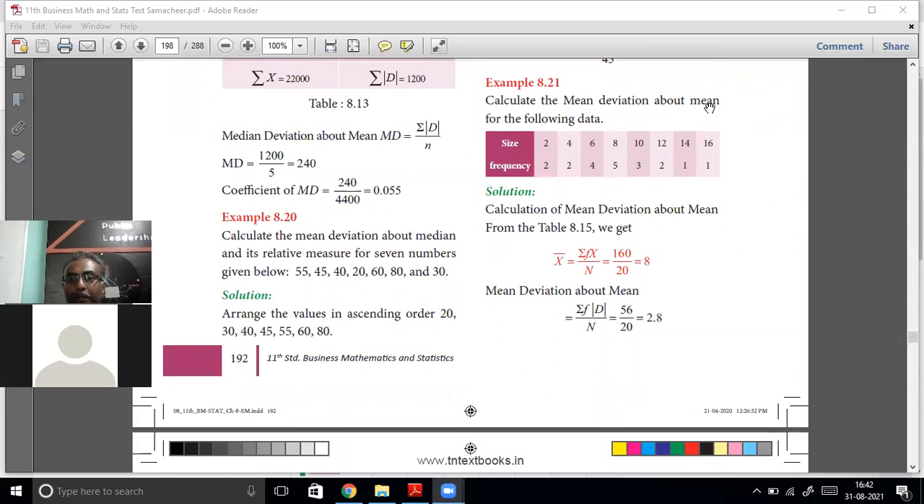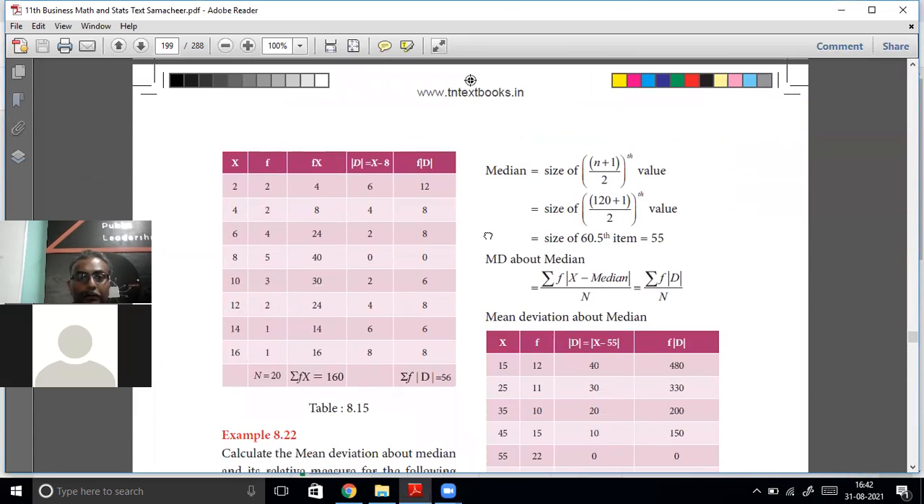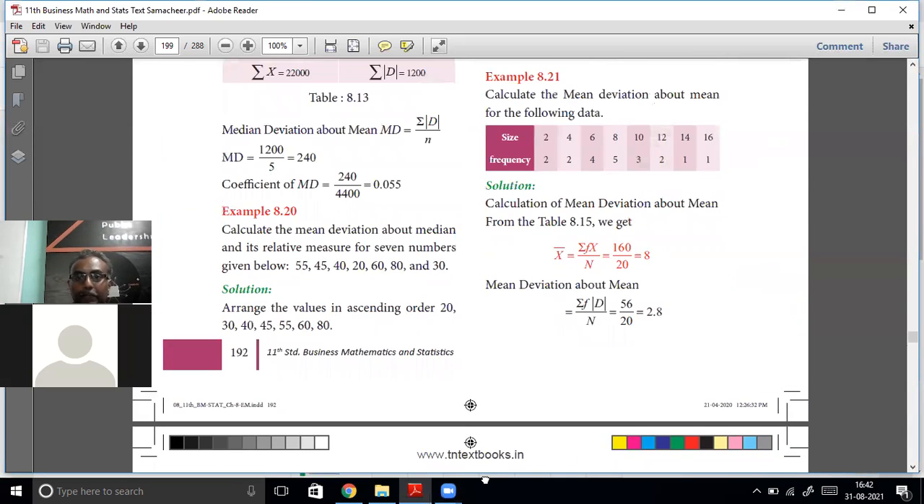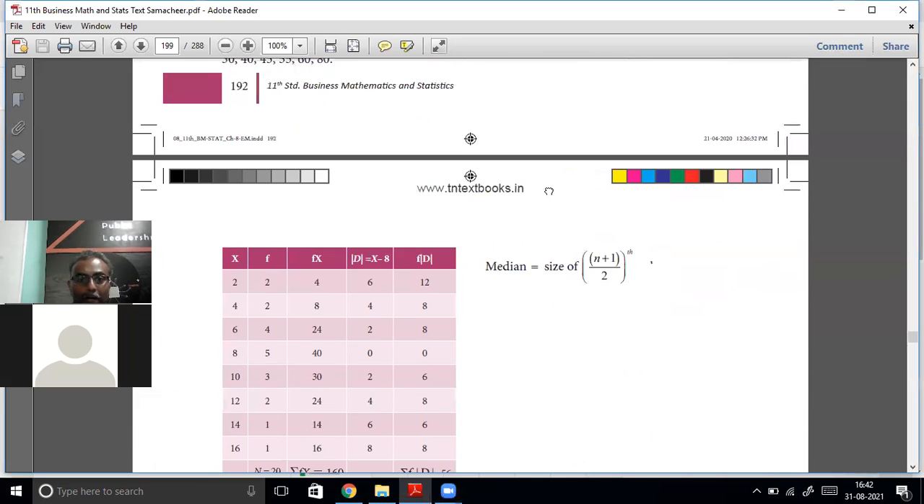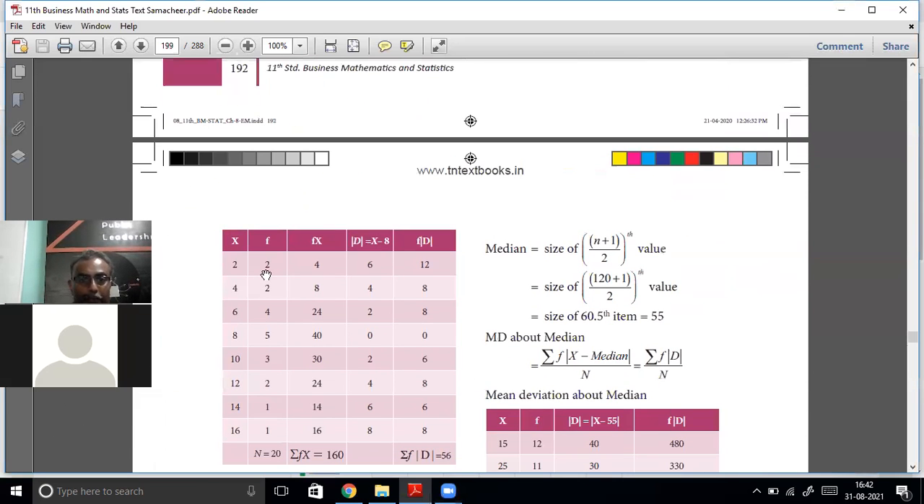Calculate the mean deviation about mean for the following data. What is different here? Here you are not getting only raw data, you are getting raw data with a frequency table. Understand? Frequency 2, 2, 4, 5, 3, 2, 1, 1, like that. So how to calculate? What you have to do? First, the horizontal table must be converted into a vertical table.